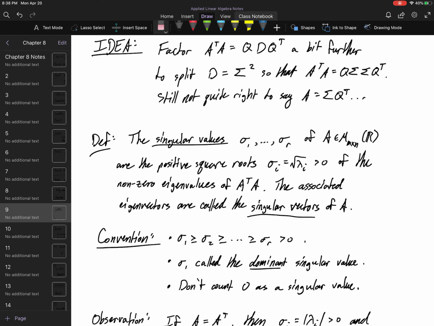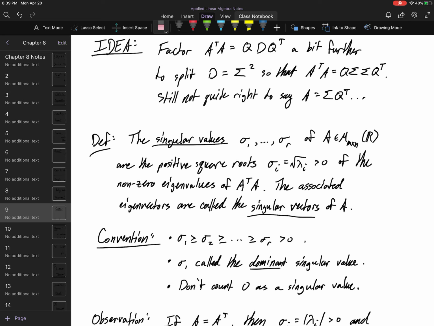And A is just an arbitrary rectangular matrix. For right now, we're going to consider real matrices. There is an argument to extend this to complex numbers, but we're not going to worry about it for right now. So the singular values, sigma 1 through sigma r, so notice r may or may not actually be equal to the rank, or may not be equal to the minimum between m and n.